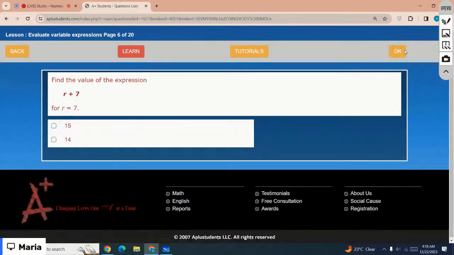Find the value of the expression r plus 7 for r equals 7. So which is the correct option? Yes, it is 14, right?